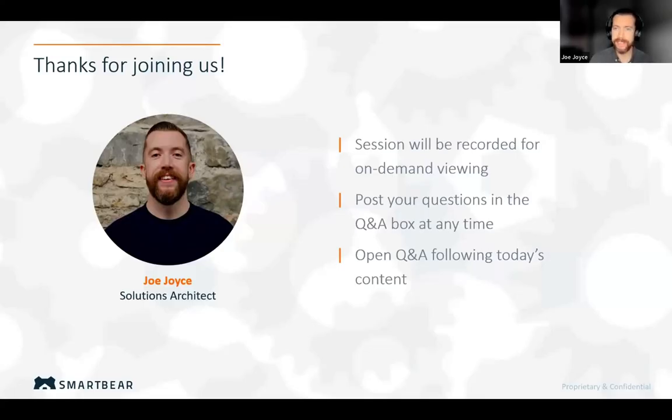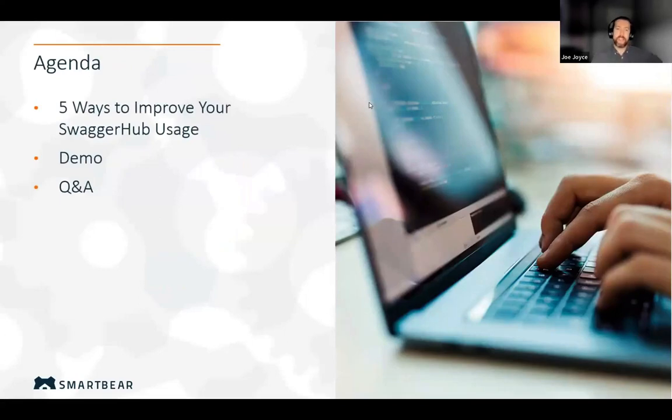So a nice, concise, short and sweet agenda today. We're going to be talking about 5 ways to improve your SwaggerHub usage. We're going to do a demo. So those first two bullet points will be intermixed. I'm going to talk a little bit about a way to improve your SwaggerHub usage, then I'll show you what that looks like within the tool. And then we'll do that for each of the 5 suggestions or tips that I have for you all today. And then we'll do an open Q&A at the end of the session. So that's the agenda.